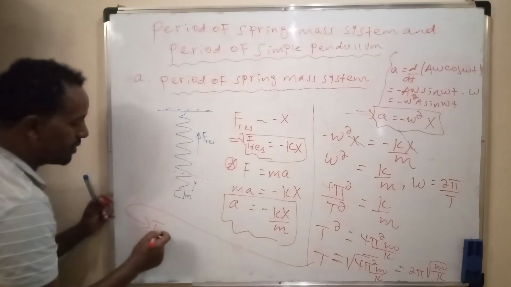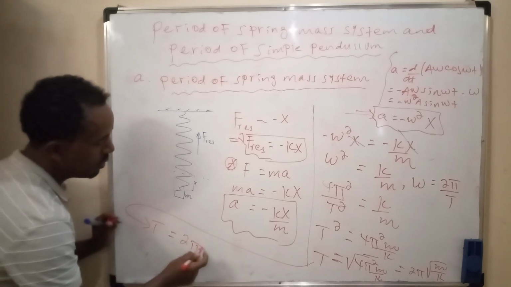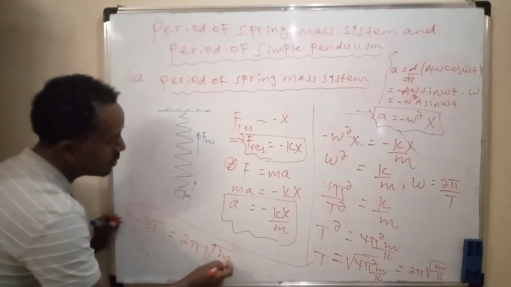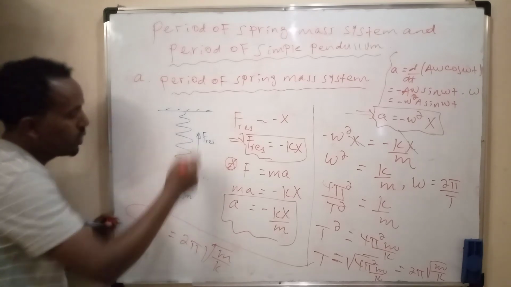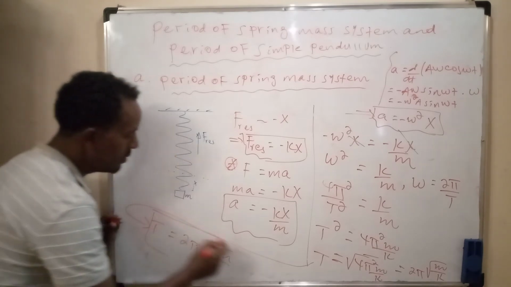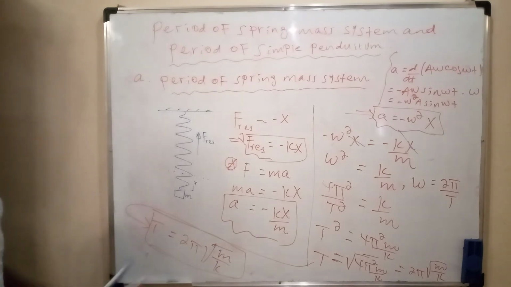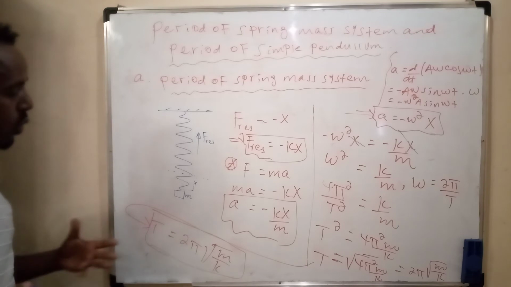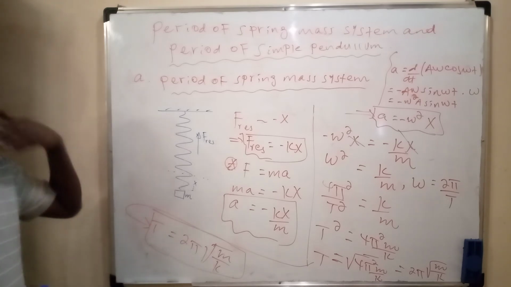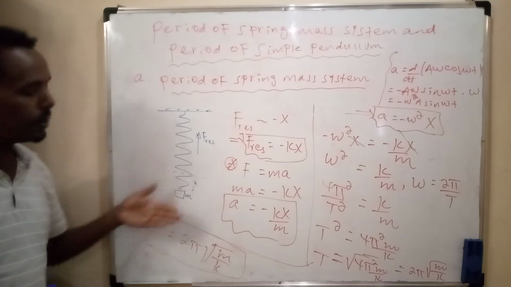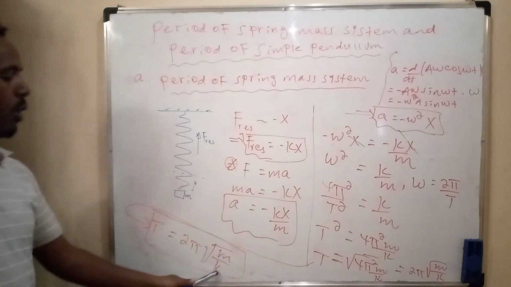Therefore, this is the period for the spring mass system. Period is equal to 2 pi times the square root of the mass attached to the spring over the spring constant. So the mathematical expression of the period, the time used for one cycle, for the spring mass system is equal to 2 pi times the square root of m over k.